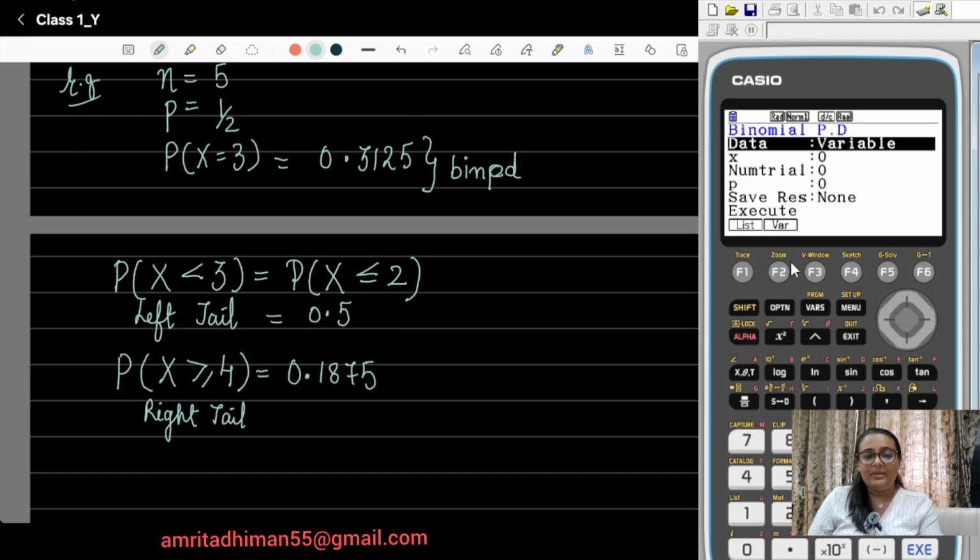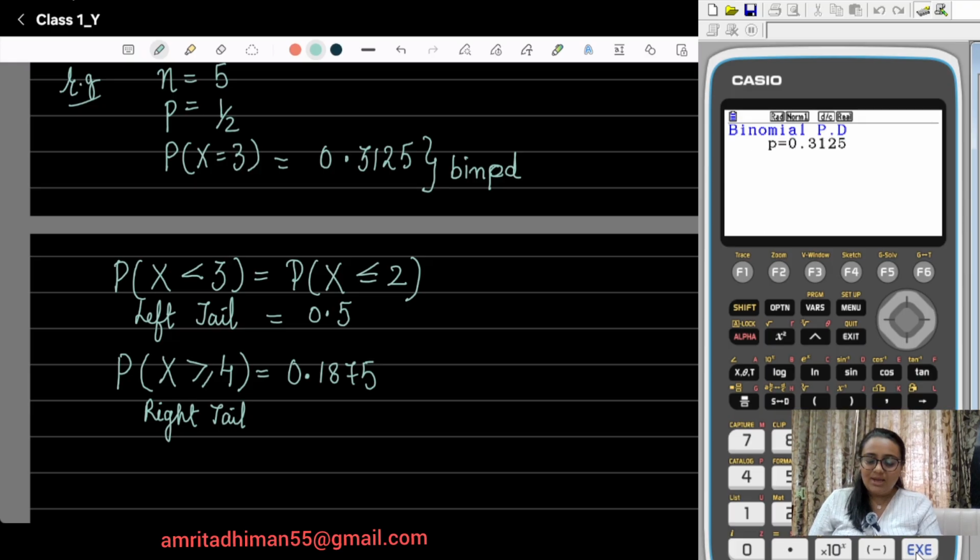Then we have a variable instead of a list. At which value? At x equal to 3. The number of trials is 5, right? And what is the value of p? It's nothing but 1 by 2. Now execute it. See, you are getting the same answer, right?